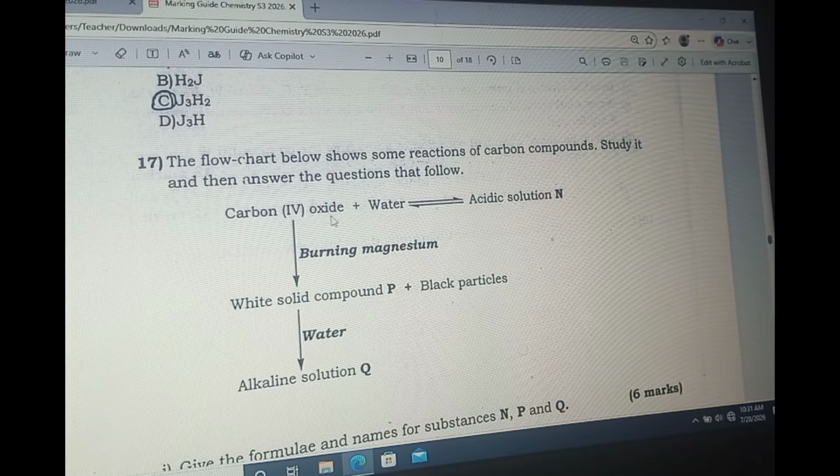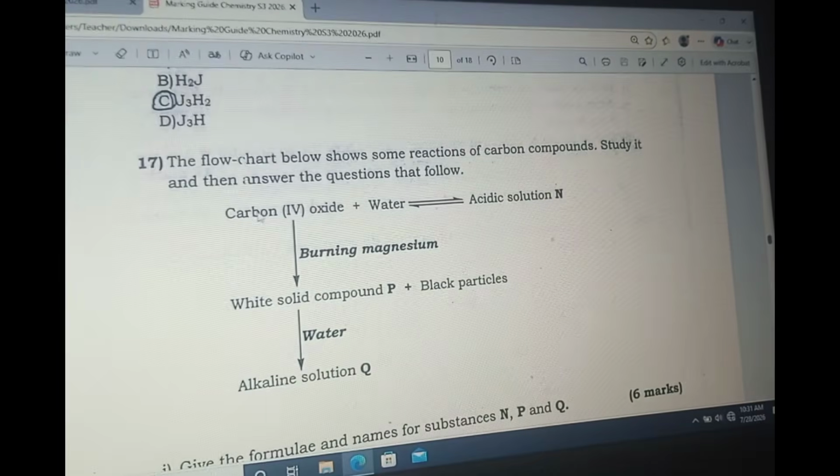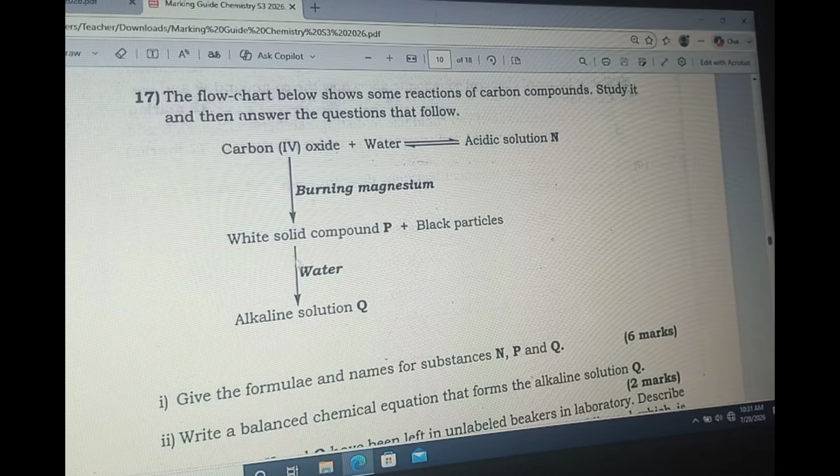Carbon oxide reacts with water to form carbonic acid, or hydrogen carbonate. Burning magnesium in carbon oxide means that carbon oxide reacts with magnesium, and we get magnesium oxide and carbon. Magnesium oxide reacts with water, and we get an alkaline solution called magnesium hydroxide.